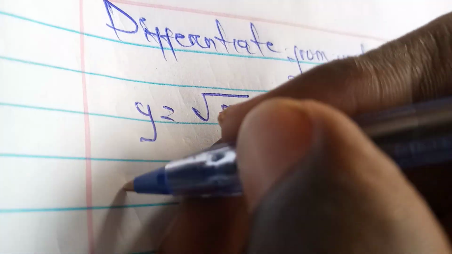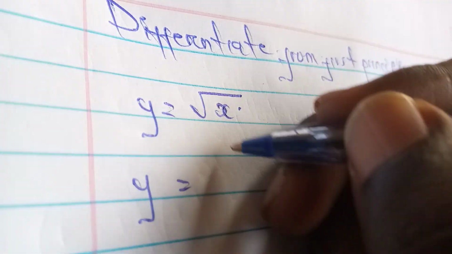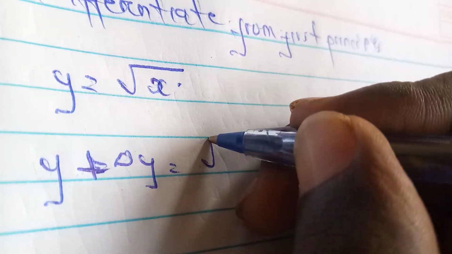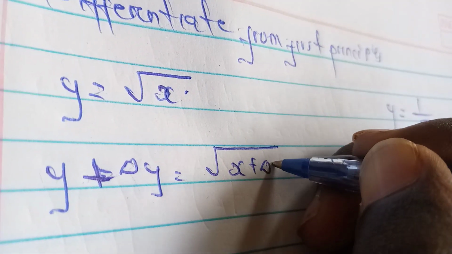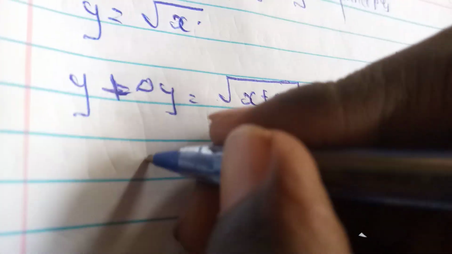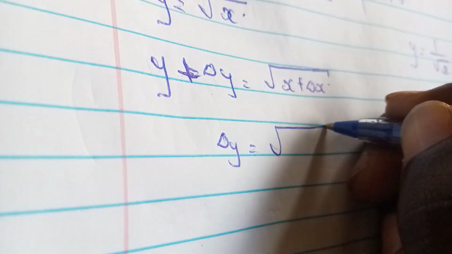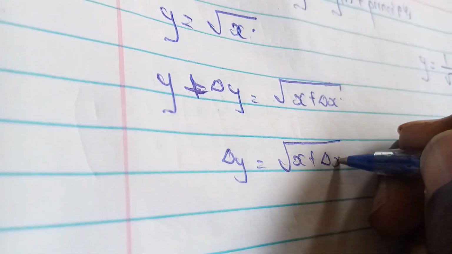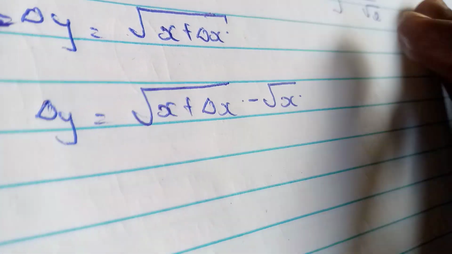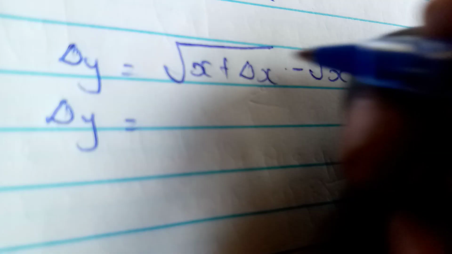So the first thing is to say y equals, what are we having here? We bring the changes: y plus change in y equals root of x plus change in x. Move this y to this side, remain with change in y equals root of x plus change in x minus y, which is the root of x. So when we reach here, we do what they call rationalizing.